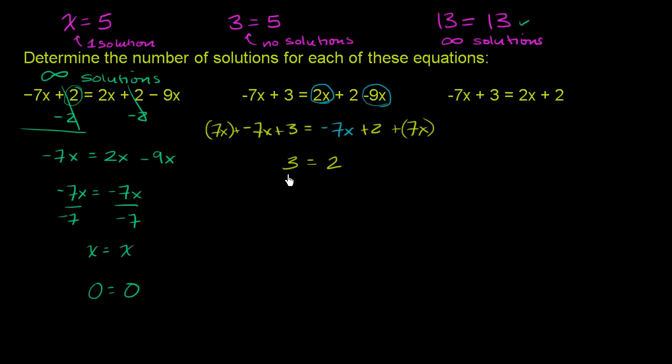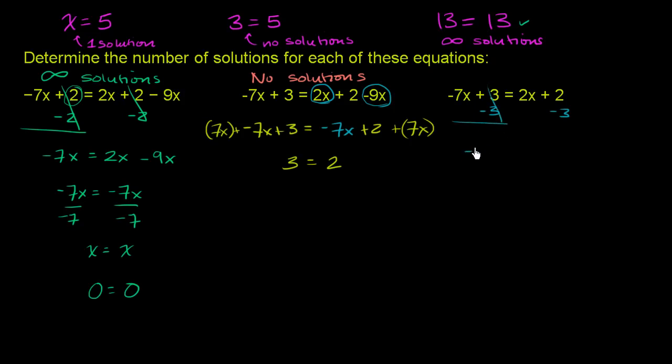And now we got something nonsensical. I don't care what x you pick, how magical that x might be, there's no way that that x is going to make 3 equal to 2. So in this scenario right over here, we have no solutions. There's no x in the universe that can satisfy this equation. Now let's try this third scenario. Once again, maybe we'll subtract 3 from both sides just to get rid of this constant term.